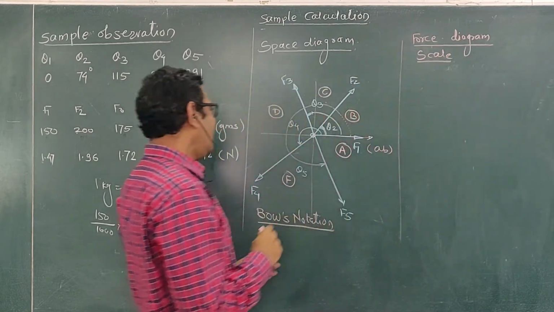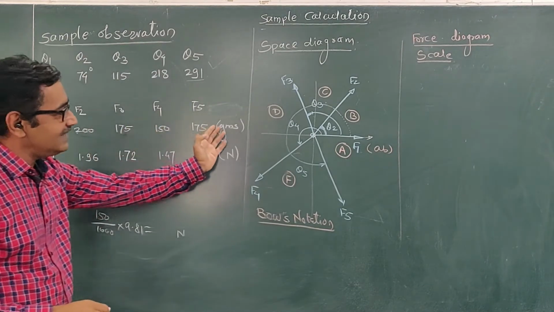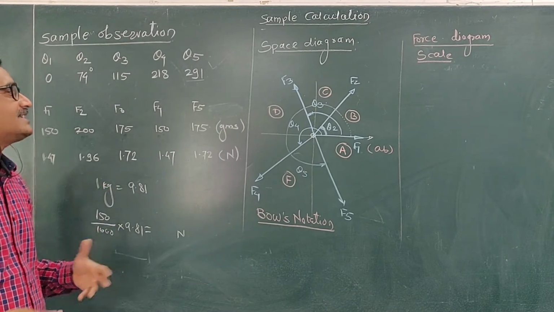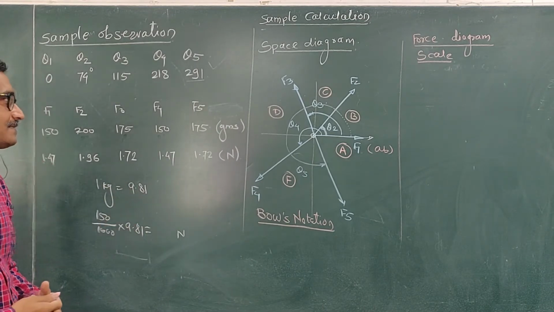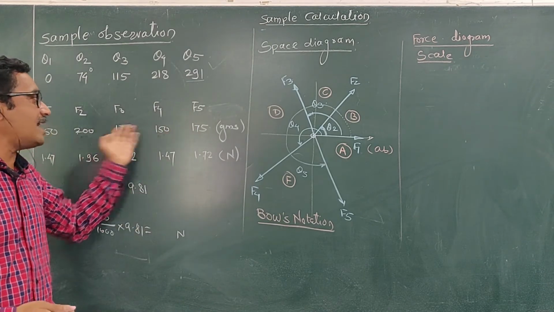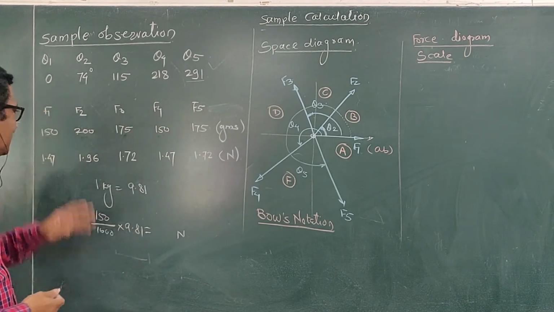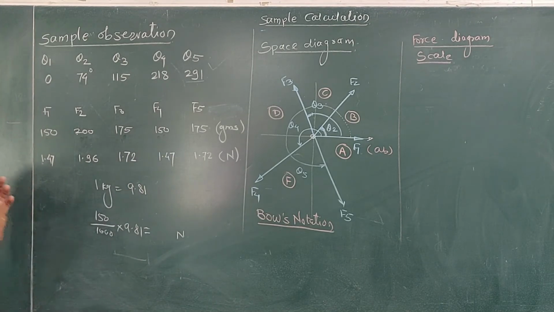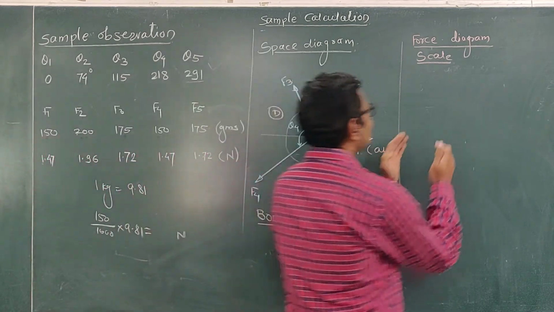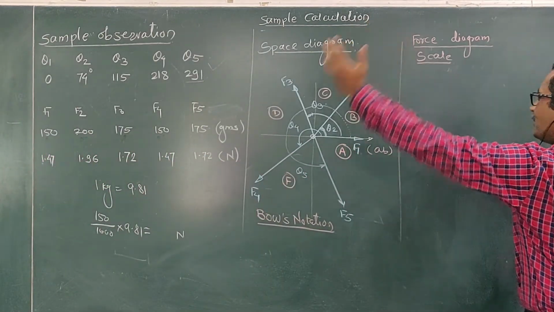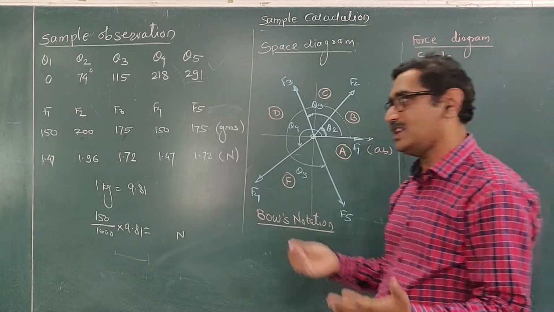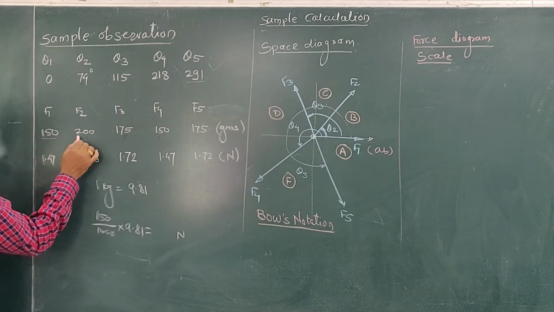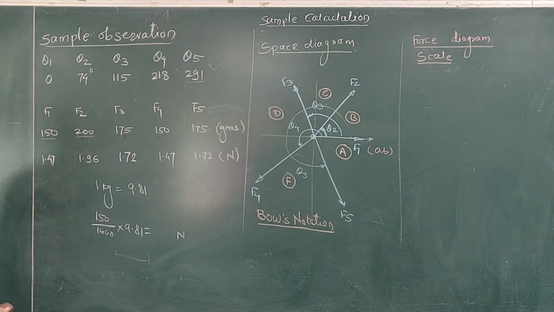Now you can take the scale in Newton or in grams, but it is easier if you take the scale in grams. I suggest you take the scale in grams, because all these values of the forces are in grams, and in Newton they would be numbers with decimal points. To take the scale, remember that the force diagram should not be very small or very large, so that it fits on your page. For that, just observe the minimum force is 150 and the maximum force is 200.